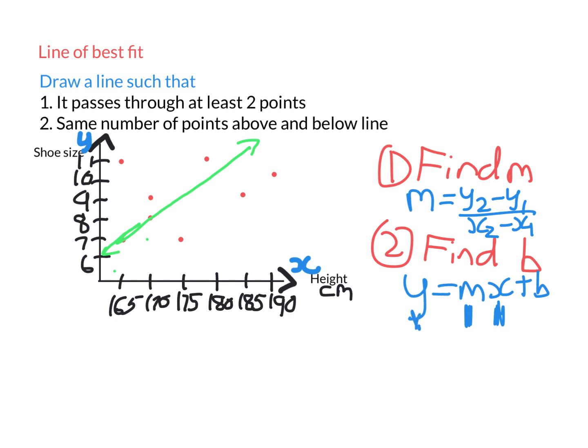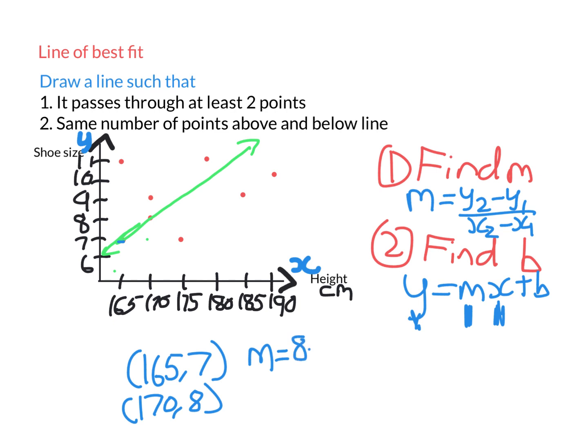So let's look at calculating the equation of this line of best fit. It went through this point here, which is x value 165, y value 7, and the other point it went through was 178. So the gradient is y coordinate of second point minus y coordinate of first point divided by x coordinate of second point minus x coordinate of first point. So you can put that in your calculator if you want, you get 1/5. The gradient of this line is 1/5.